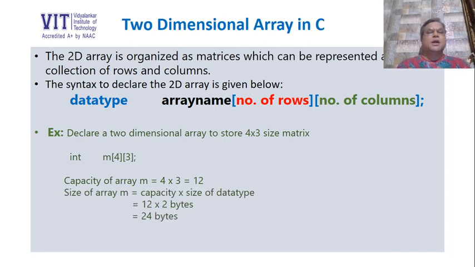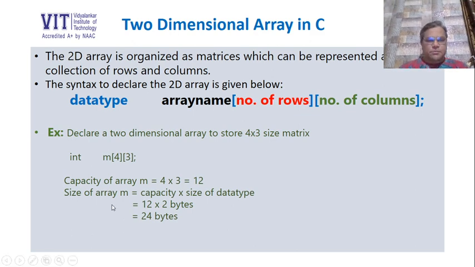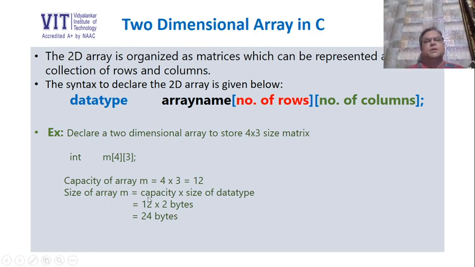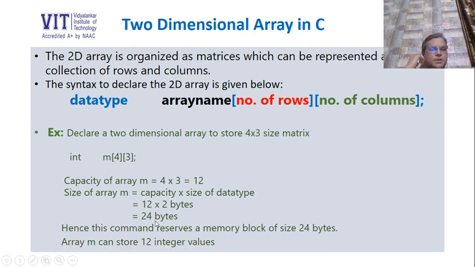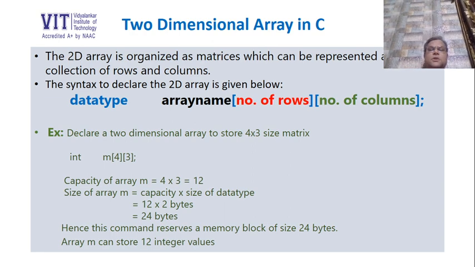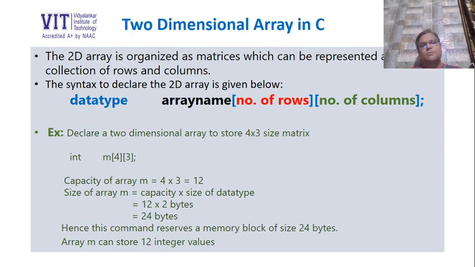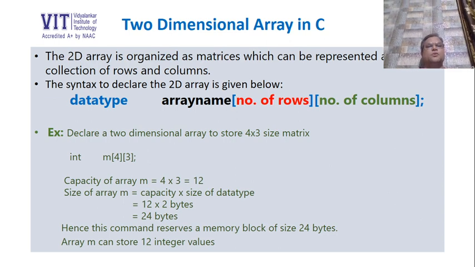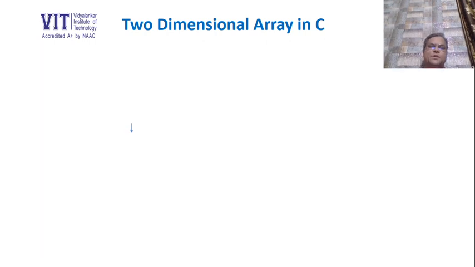What would be the size of this array in memory? The size of array m can be calculated as capacity into size of data type. In our case, the capacity is 12 into 2 bytes. Why 2 bytes? Because the size of the integer data type is 2 bytes. Therefore, the size of this array m in memory will be equal to 24 bytes. Hence, this command reserves a memory block of size 24 bytes. Array m can store 12 integer values. I hope you have understood this concept, that is how to declare a two-dimensional array. Let's go ahead.